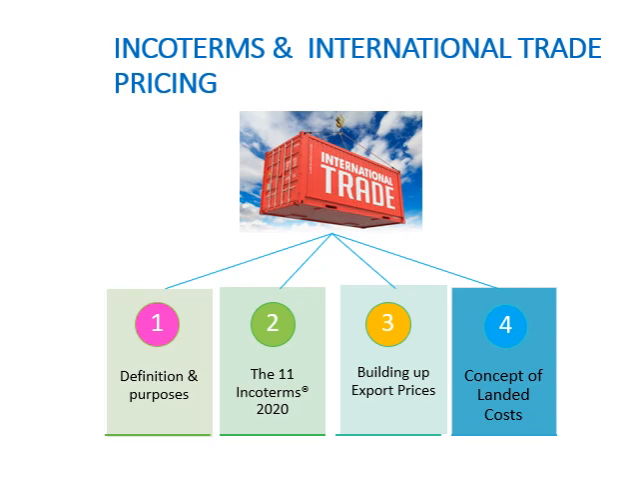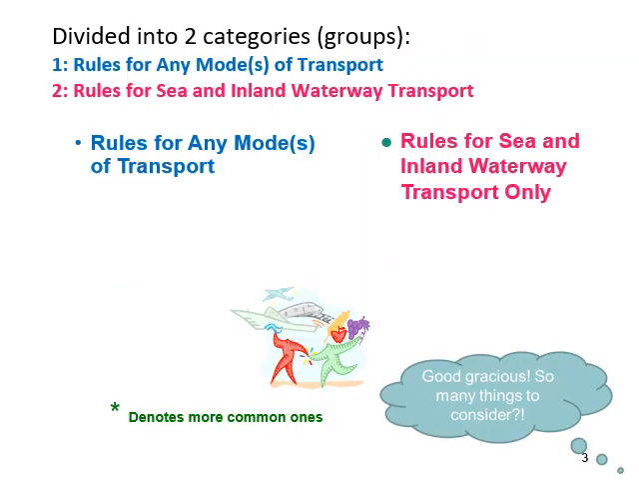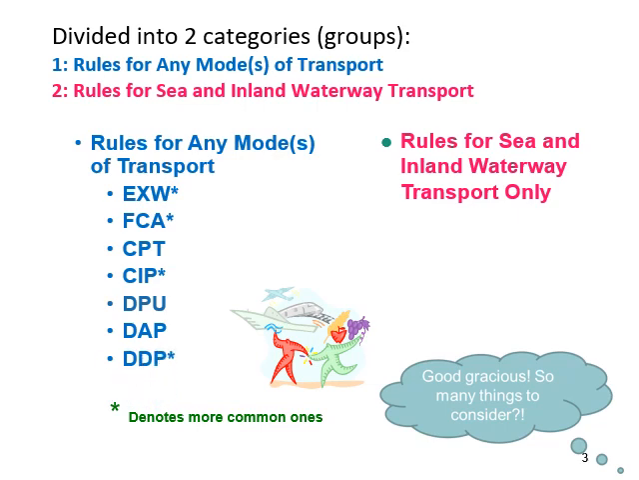Welcome to video 2, where we will outline all the 11 Incoterms. Incoterms are divided into two main categories or groups. There are 7 rules for any modes of transport and 4 rules for sea and inland waterway transport, giving a total of 11 rules.